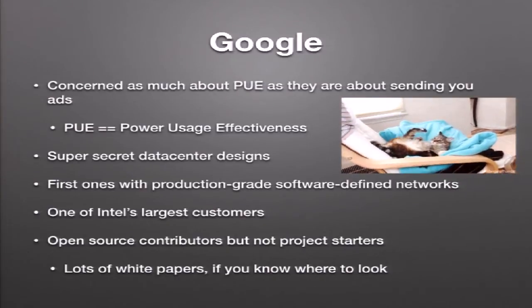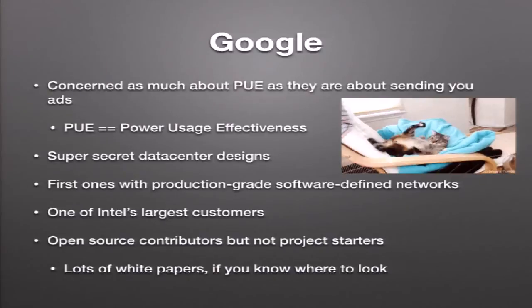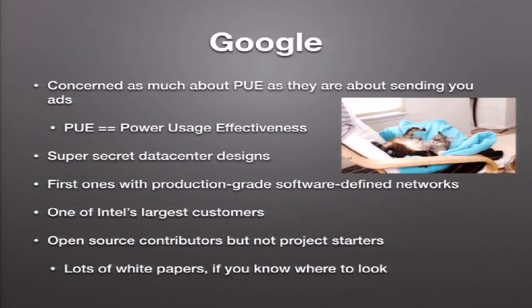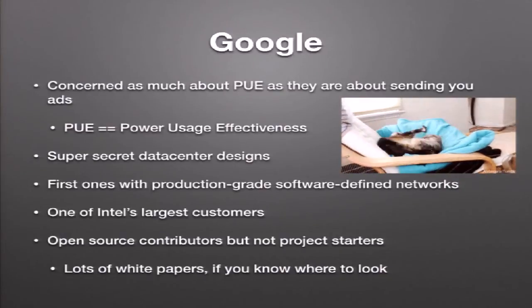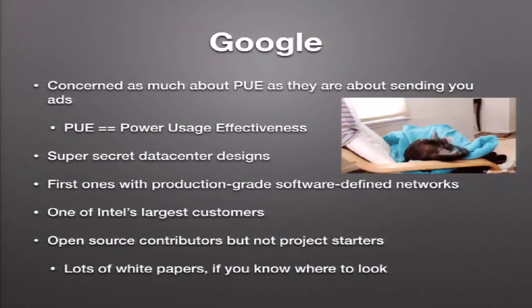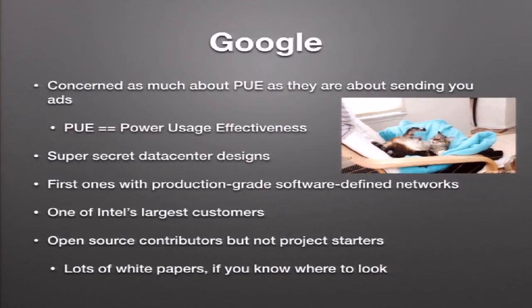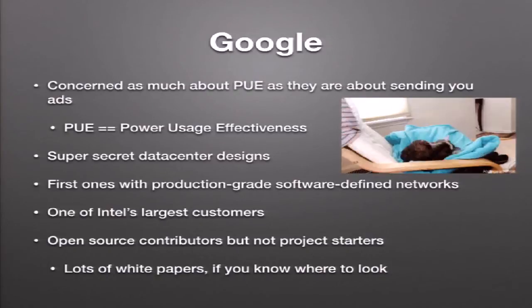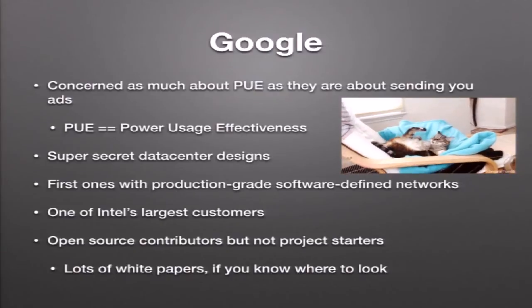Google is super, super secret with their data center designs. So they were the first company that I know of to have production-grade software-defined networks. They've been running their data centers on it for a long time now. You would never know this. You're not supposed to know this. This is all back-end stuff, right? They do a very good job of hiding these things. They're one of Intel's largest customers.